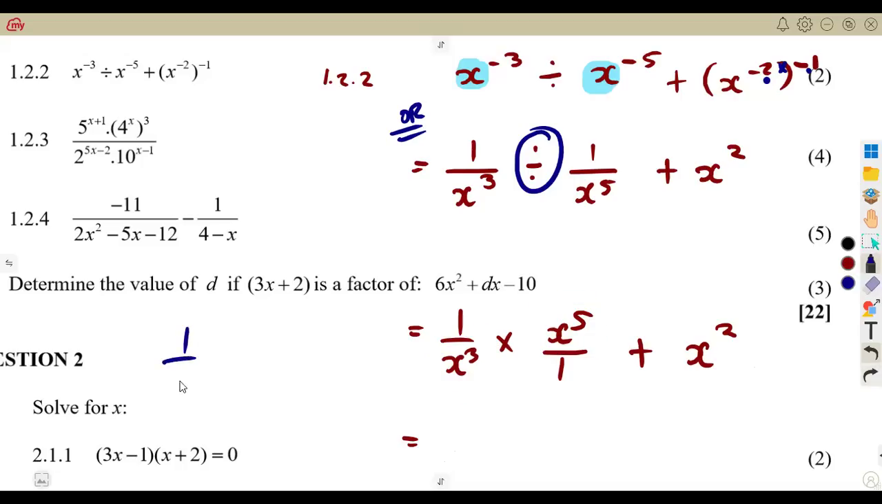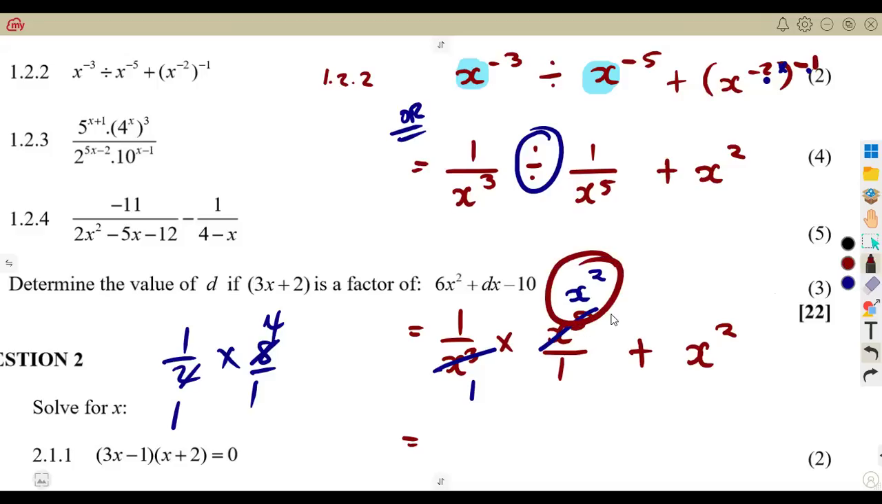Remember, like 1 over 2 times 8 over 1. You can even reduce 2 into 2, that is 1, into 8, that is a 4. You can do that. Here, there are 3 x's that we have. Here, there are 5. So if we cancel these 3 x's into these ones, which are 5, how many will remain? We are going to remain with 2 x's there. So meaning to say this is x to the exponent of 2 multiplied to 1, which is simply x to the exponent of 2.